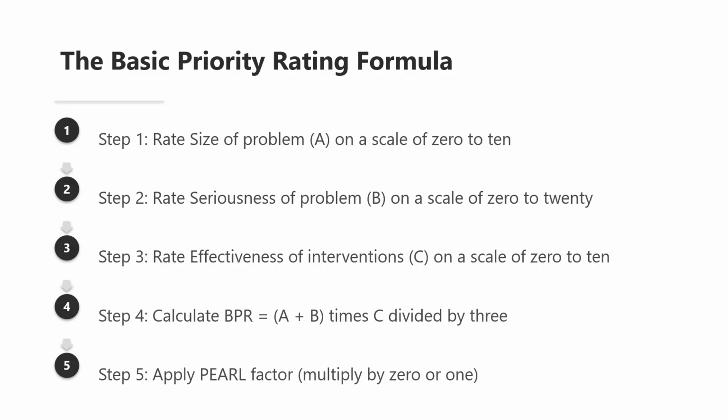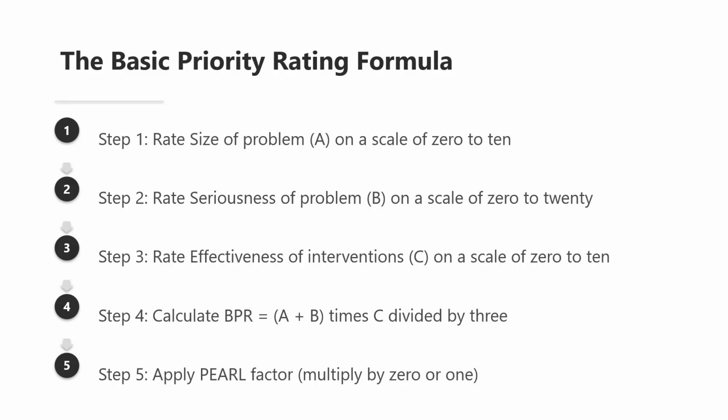Now let us walk through the basic priority rating formula step by step. This is a formula you should memorize for the MCHES exam, and I am going to make it as clear as possible for you. The formula is BPR equals the quantity A plus B times C divided by 3. Let me explain each component.